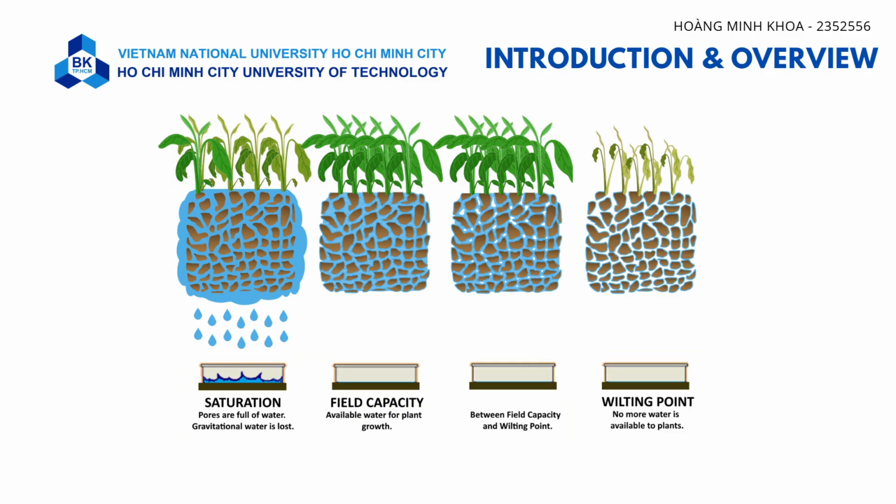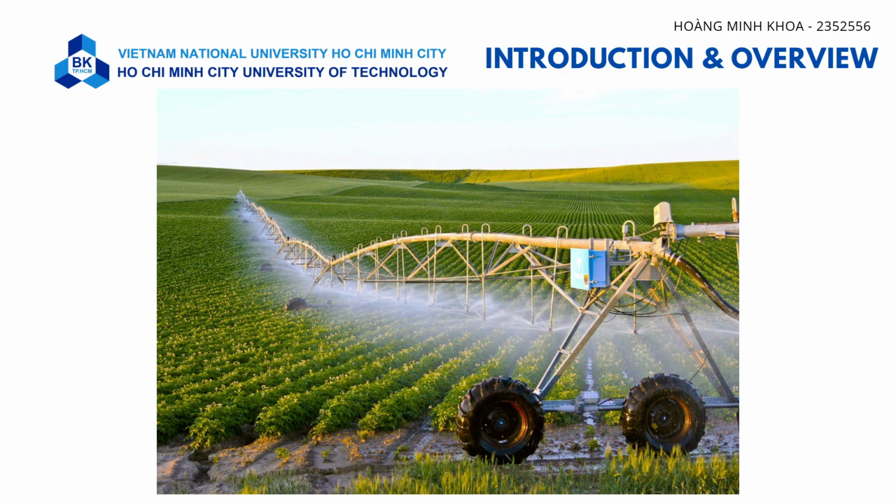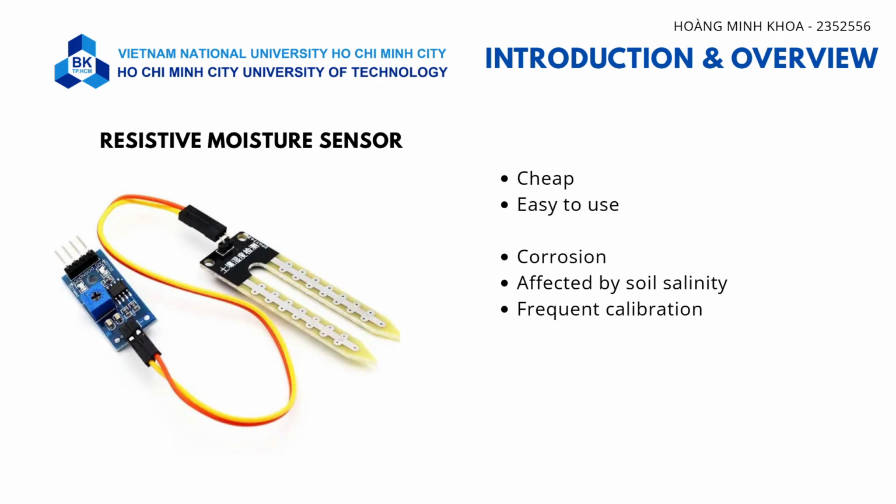We will introduce you to the soil moisture sensor. A soil moisture sensor is basically a device that measures the humidity of the soil. It acts as a wetness detector for automated gardening and irrigation systems. This is the backbone, the fundamental of highly automated agricultural systems that you usually see in Israel and other developed countries.